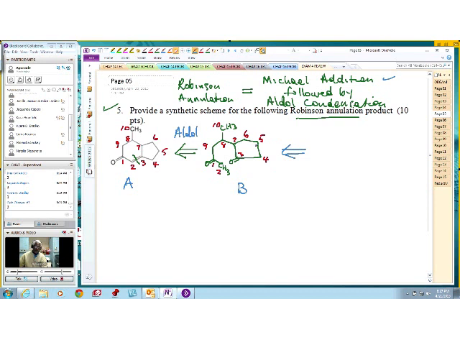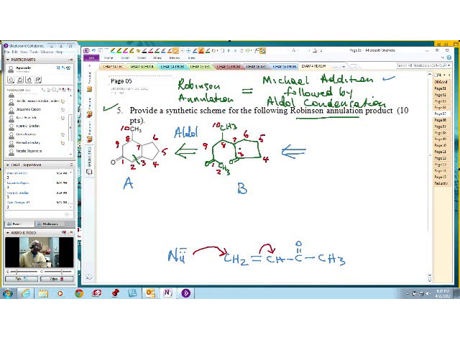To answer that question, keep in mind that for a Michael addition you need a nucleophile. The nucleophile very often will come from an enolate anion. And then you need an alpha, beta unsaturated ketone or aldehyde. Let us use a ketone here. So what does it do? The nucleophile comes in, attacks this, and the pi electrons go here. In other words, we are going to form a new carbon-carbon bond.